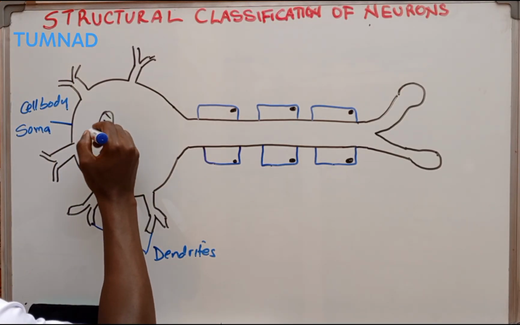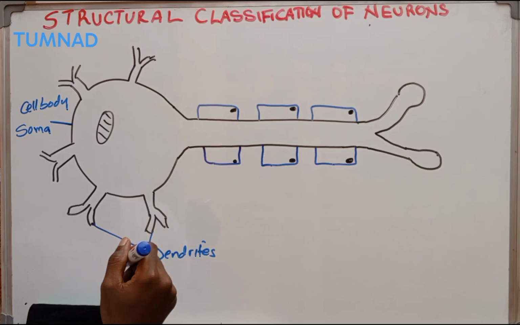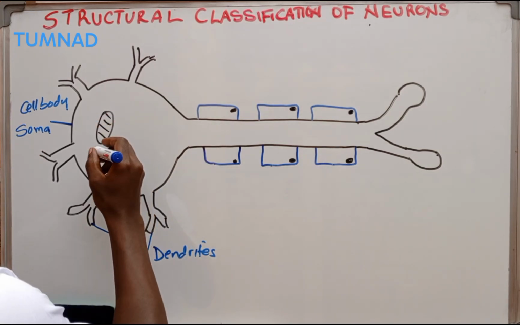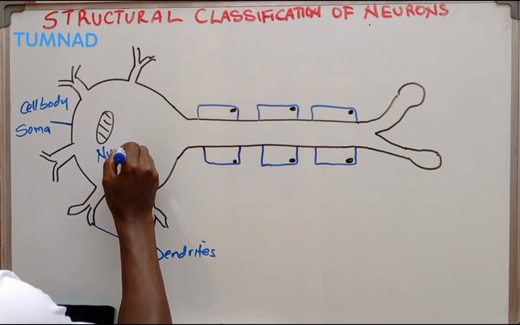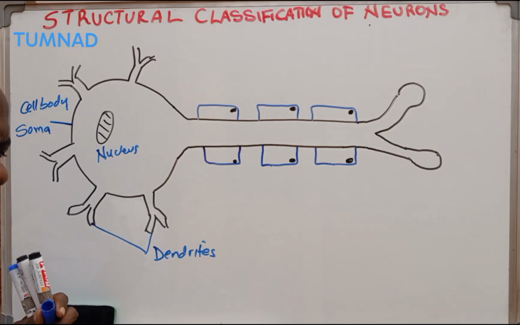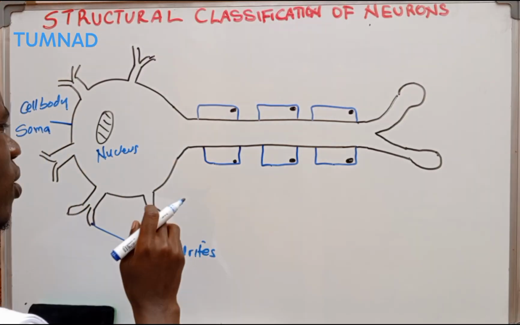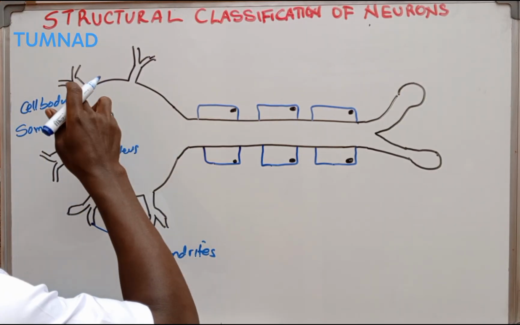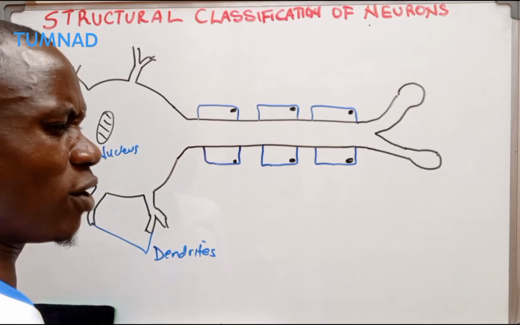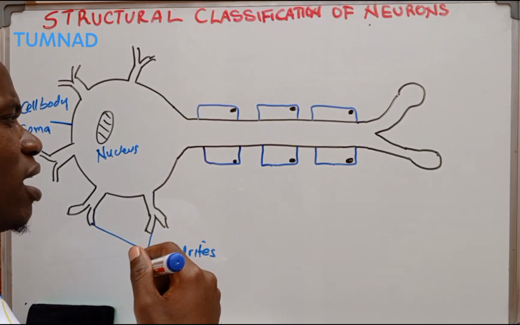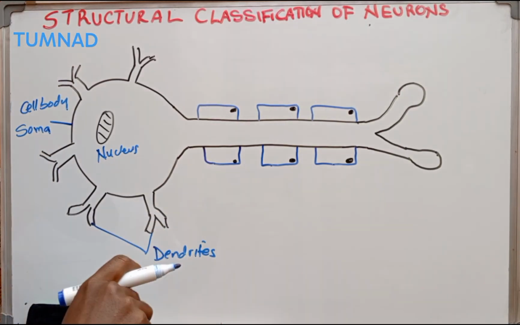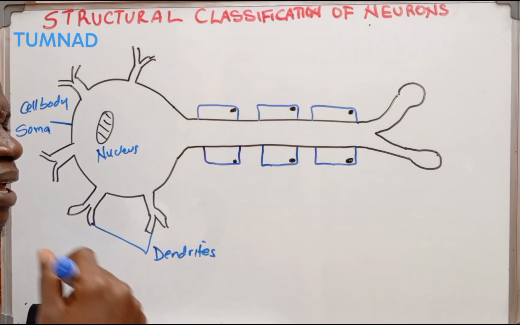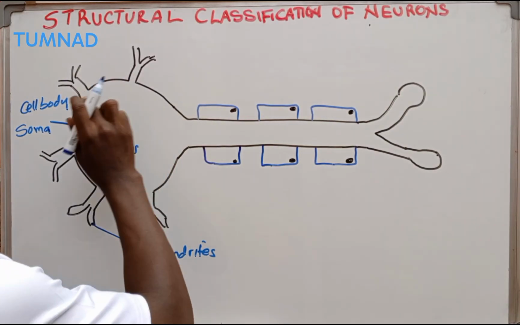Now, of course, this structure which is going to be residing in the cell body, we're going to be having a lot of organelles. But this one here is what we call the nucleus. And we're going to be even having all other kinds of organelles that reside in other kinds of cells, like the rough endoplasmic reticulum, the Golgi apparatus, and the ribosomes. All of them are going to be residing inside here.